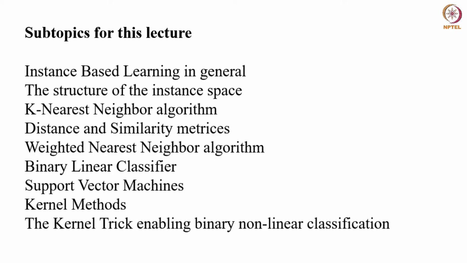The subtopics of this lecture are as follows. First, I will talk in general about instance-based learning, what it is, and say a few words also about the character of the so-called instance space. Then we look in more detail at a particular algorithm called the k-nearest neighbor algorithm, and in conjunction with that discuss an important aspect of this kind of system, the distance and similarity metrics. And then we will expand and look at a more general k-nearest neighbor algorithm called the weighted nearest neighbor.